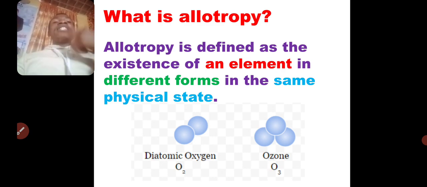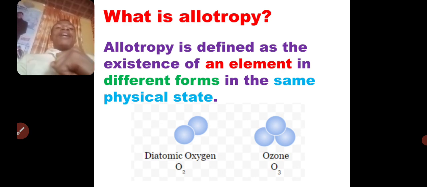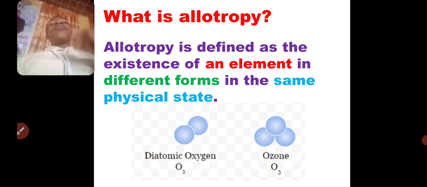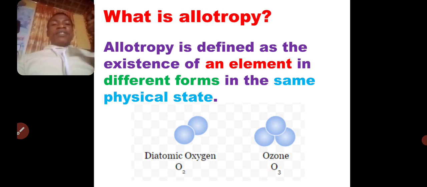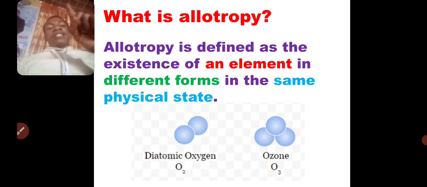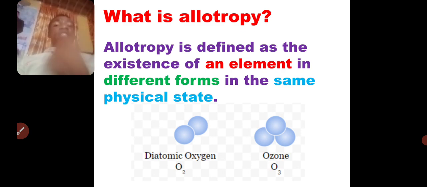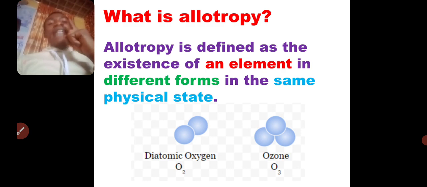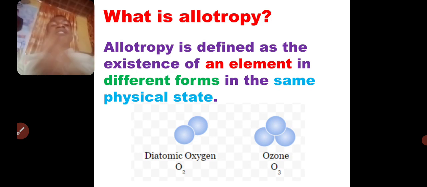The way you see the principal acting in school is not the way he acts at home, and not the way he acts in the church. So some elements also exhibit these characteristics, such that they exist in different forms but in the same physical state. You call that allotropy: the existence of one element in the same physical state but in different forms.